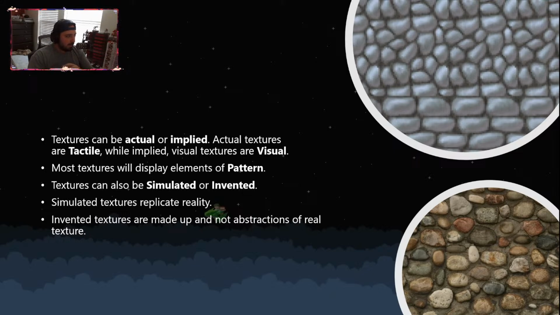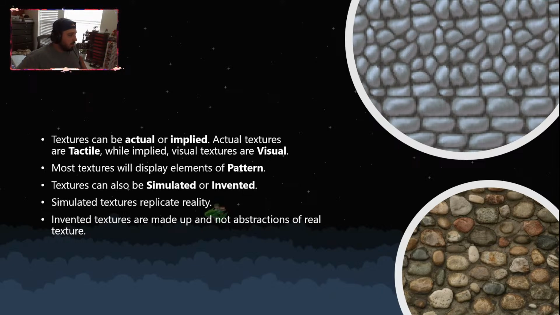With that being said, textures can be actual or they can be implied. Actual textures are tactile, something you can feel and grab and hold on to. Implied textures are visual, like what you'd see in a video game or even in a film. It's something you're seeing, not actually experiencing. It's not a tactile thing, or not necessarily holding on to, but experiencing physically.